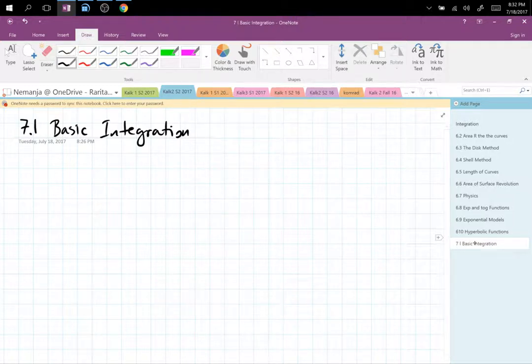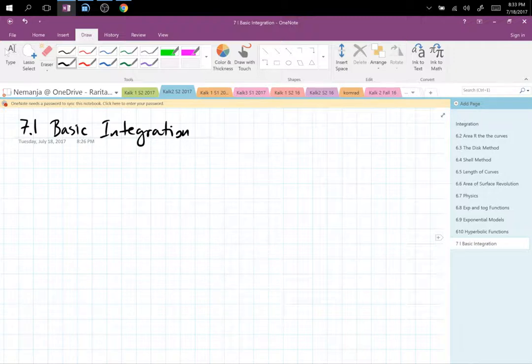Chapter 7. Basic integration. Hello and welcome back to Calculus 2. Chapter 7's first section is on basic integration. So we are reviewing the basic ideas from basic integrals and the use of substitution, which is what you will be using for every single problem in the Chapter 6 exam.